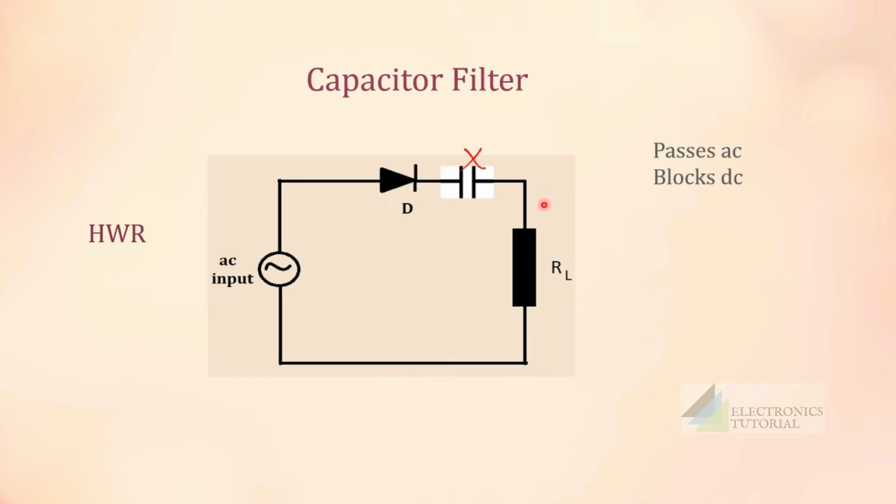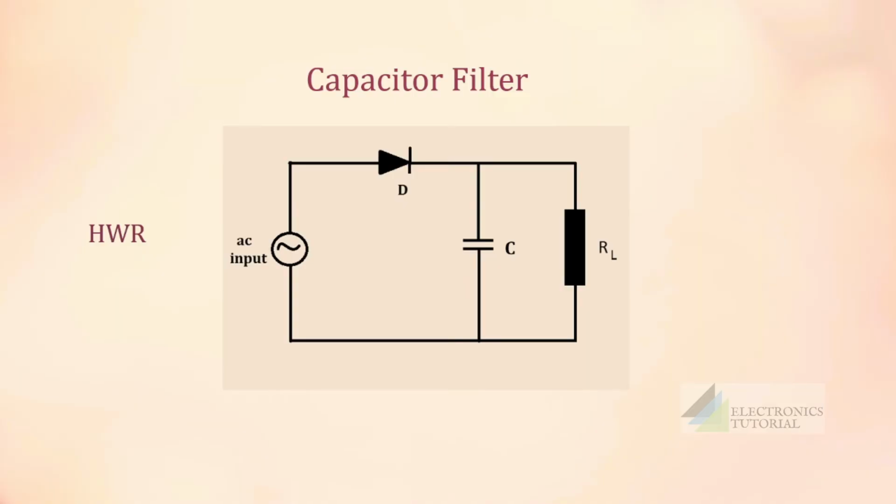We need a DC output at this load terminal. As this capacitor blocks all the DC components, this series connection will not work. So we'll go for a parallel connection. The capacitor is now placed in parallel to the load terminal.